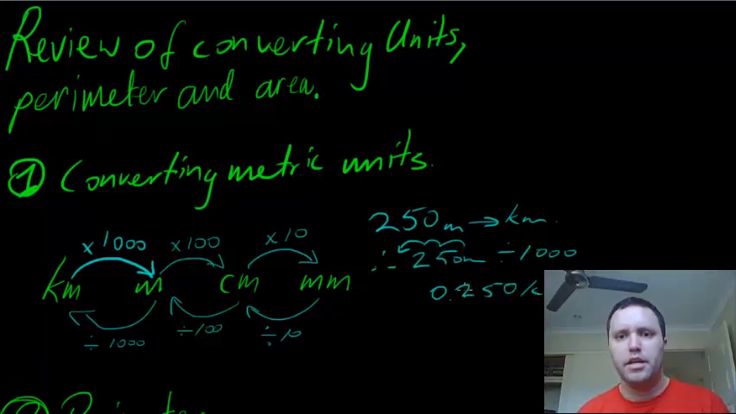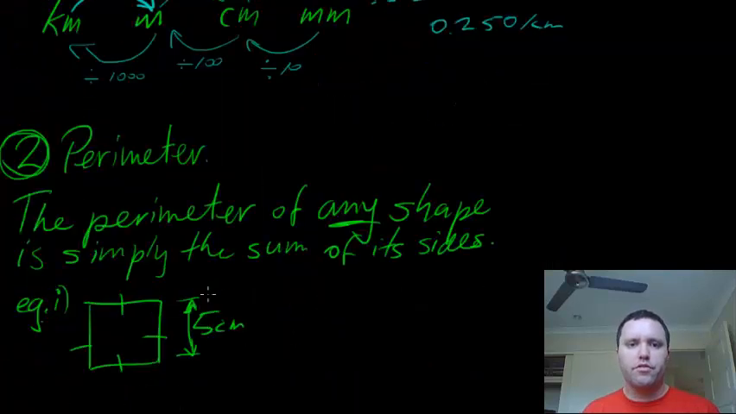Okay, so essentially, if we're going from to a smaller unit, we need to multiply by different powers of 10. But if we're going from a smaller to a bigger, we want to divide by powers of 10. Okay, this is all sort of stuff you've seen before. Not a lot of this should be new. So that's just a quick little review of that.